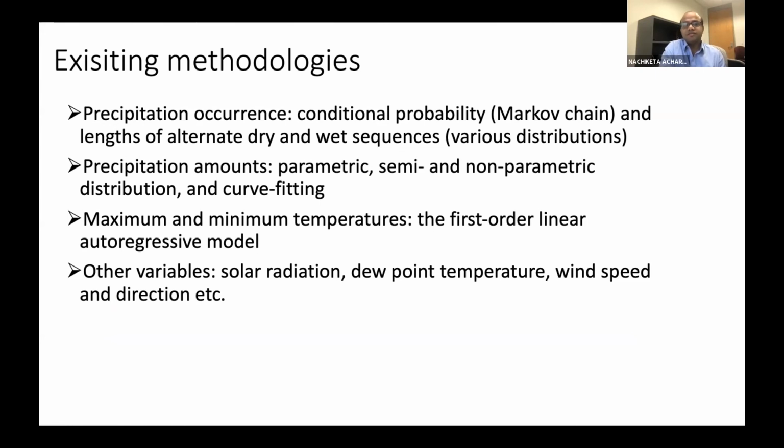Mostly people are interested in the precipitation because that's the complex one, because it has two stages. First, we have to model the occurrence, which is discrete data. And then if it is rain, how it will be fit in a distribution or resampling. So it has a lot of different methods. And then people are also adding more variables like temperature, solar radiation, and connecting all the variables.